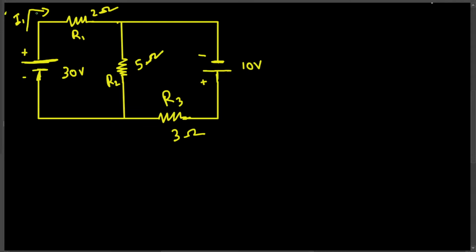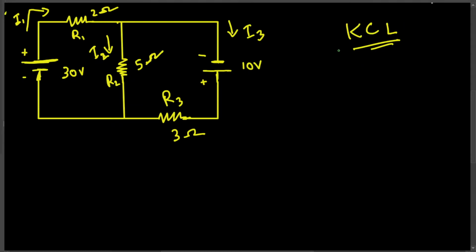Here we have I1 current flowing through this, and then let's call this one I2, and let's call the current passing through this one I3. Instead of I3, you can actually give an expression with two unknown variables using KCL. Now let's see how we can do that.